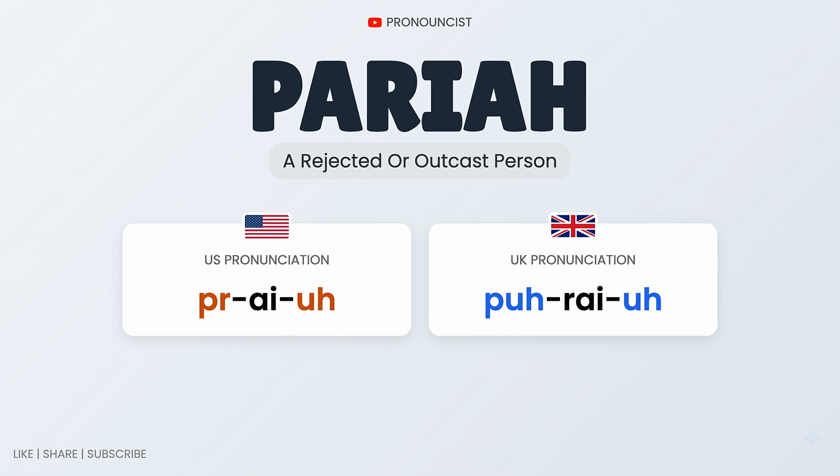UK adds p first. Practice repeatedly and you'll soon be able to say this word perfectly. The best way to practice is to repeat the syllable multiple times.